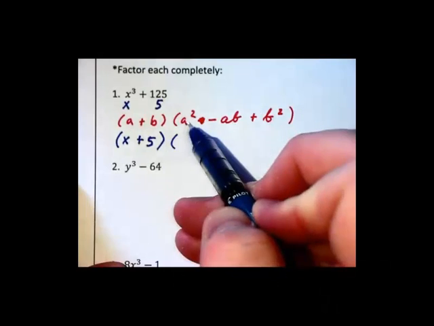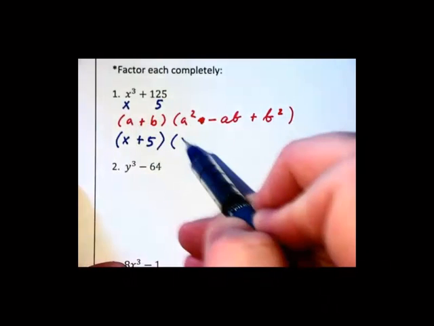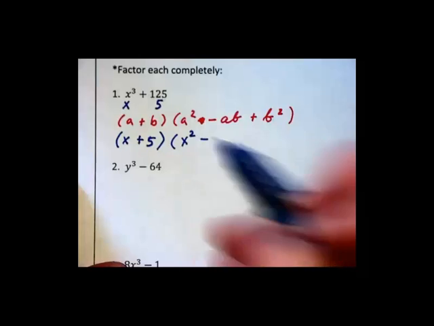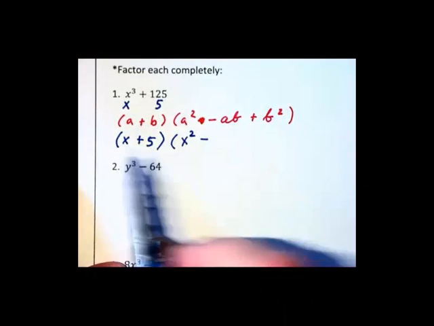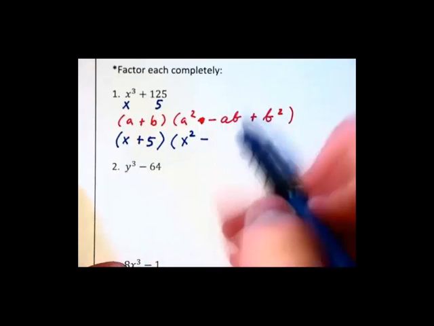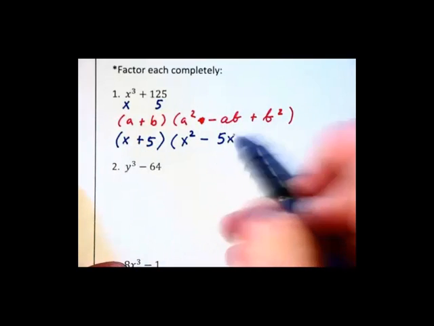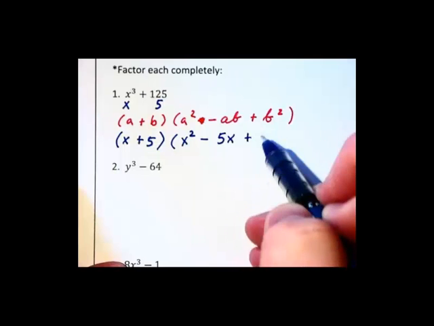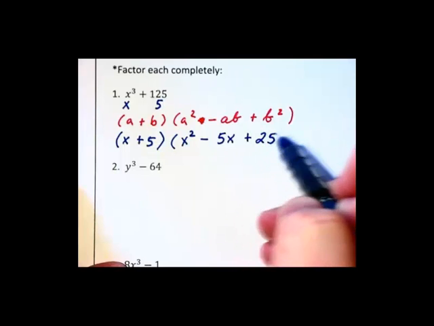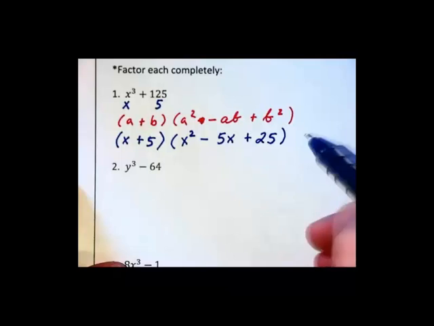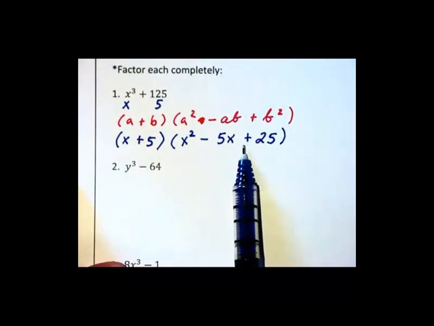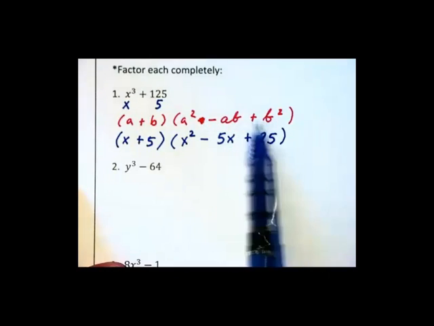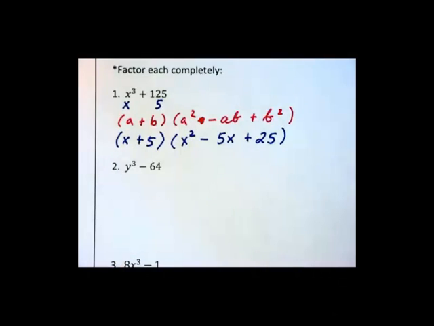The a squared becomes x squared. Minus is automatically in the second parentheses there. ab says multiply this x and 5 together, giving us 5x. Plus b squared becomes plus 5 squared, which is 25. And that is our answer. This second parentheses will not factor further. If it could have factored further, we would have given you a different formula to start the problem off with.